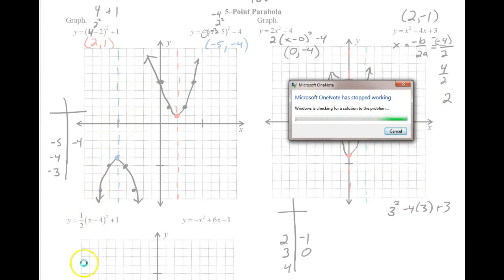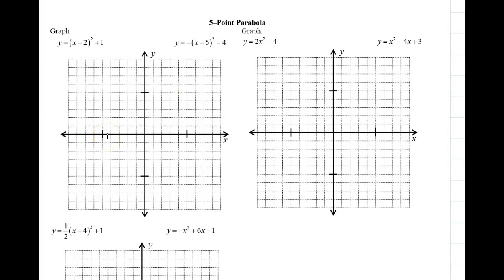Alright, so I don't know what happened there, but our vertex was at 2, negative 1. We plugged in 3. We were here. And so now if I plug in 4, it gives us 16 minus 16 plus 3. And so that gives us 3.